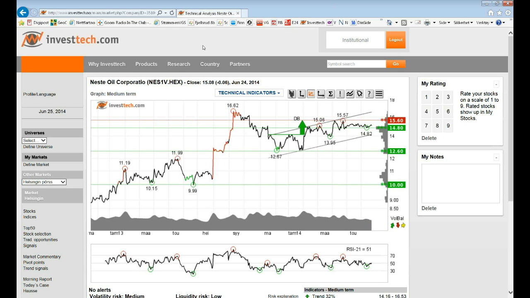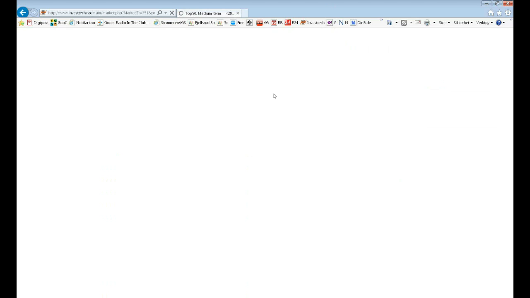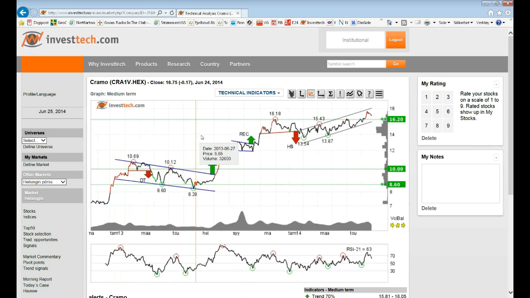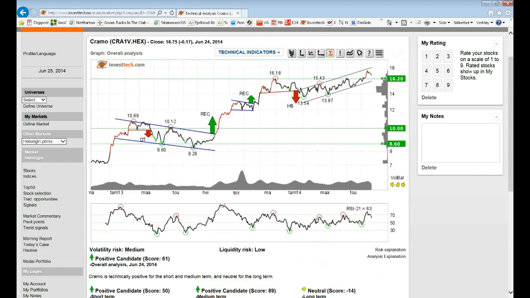In order to find the right candidates, which is the goal for everyone here, you go to the top 50. Here you see the most technical positive stocks. If you're a professional customer, you have the privilege of looking at short, medium, and long term, as well as overall analysis. We can look in the medium term, and I want to look at a company called Cramo. If you scroll down, after clicking on the total analysis, which you have as a professional customer, you can see that the stock is assessed technical positive for the short and the medium term, and a neutral score for the long term. For the medium term, it is in an increasing trend, and a continued rise is hence indicated.